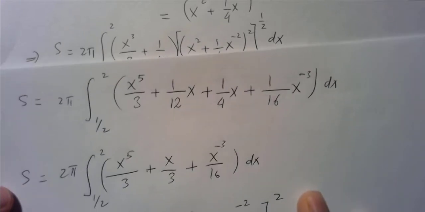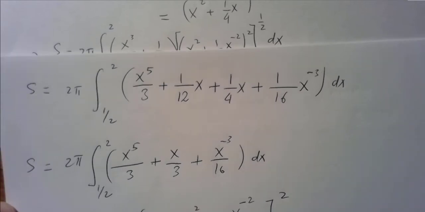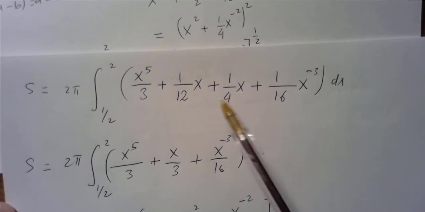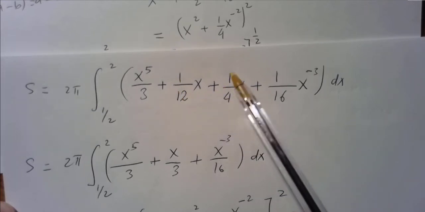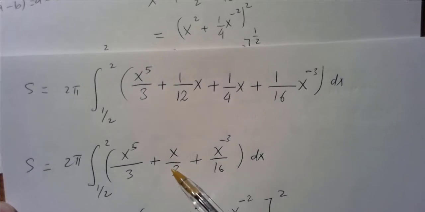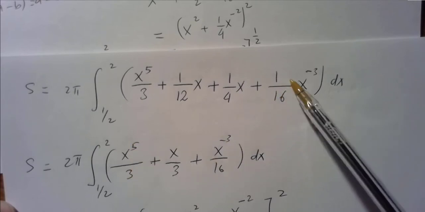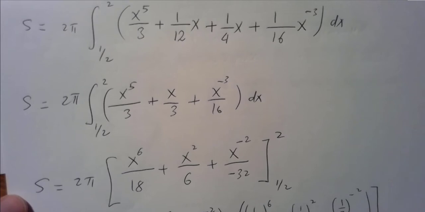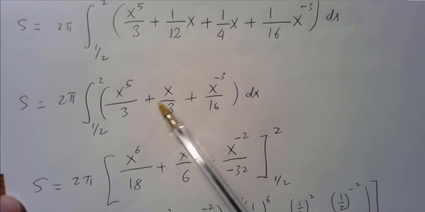And now let's combine them together. We can see that we have the x term. This is the x term, so we can combine them. 1/12 plus 1/4 gives me 1/3 with the x. And then x to the 5th power over 3 stays the same, and the last term stays the same. And now all you have is just the 3 terms that we got here.